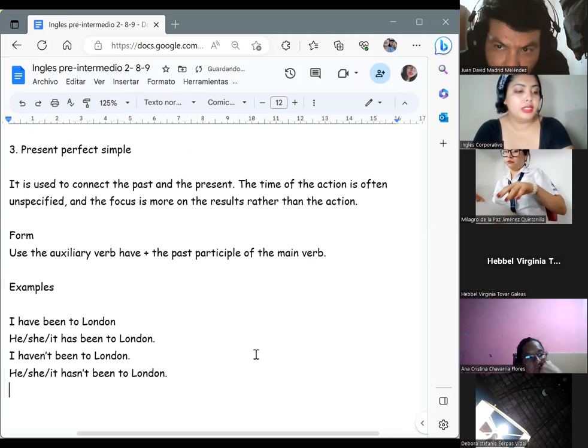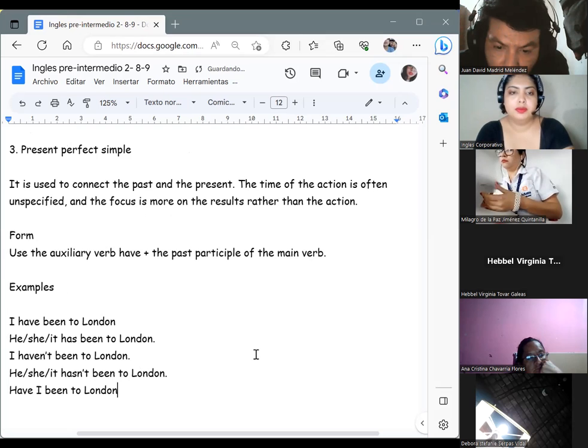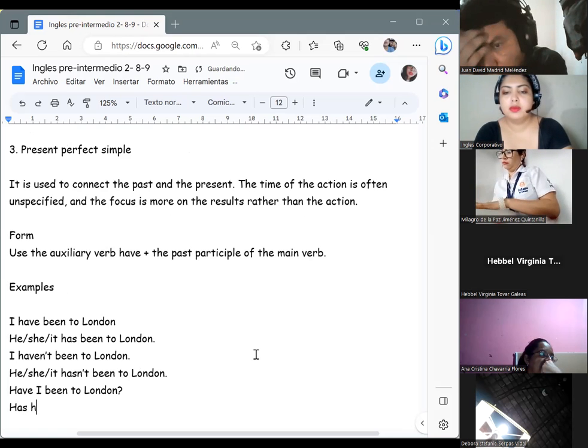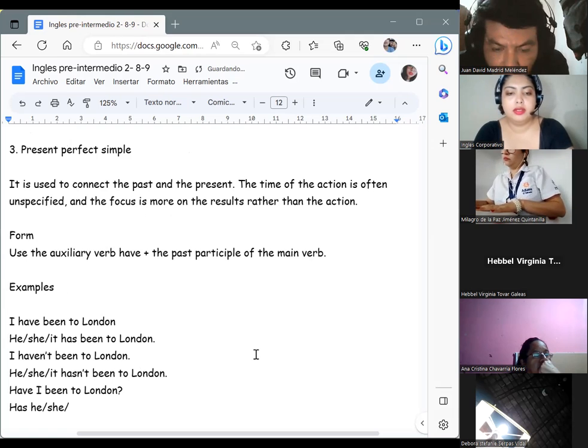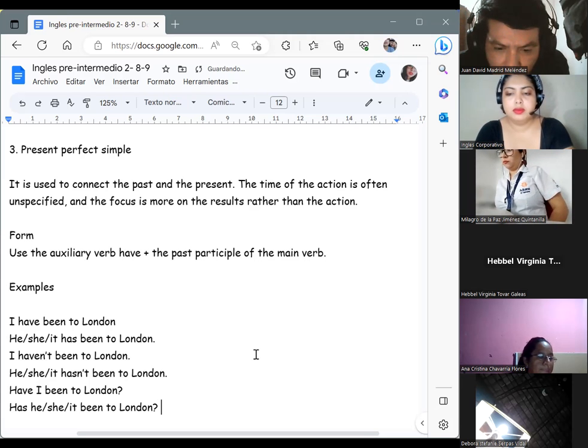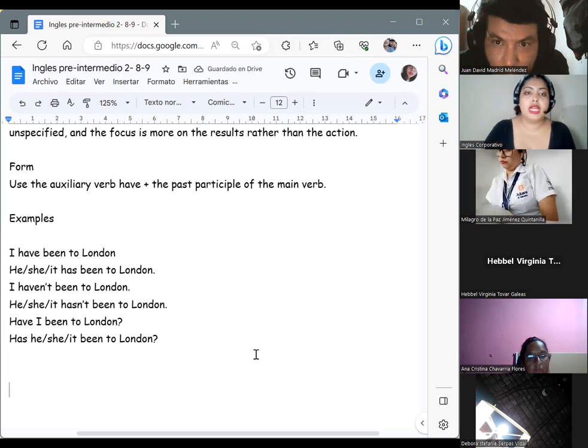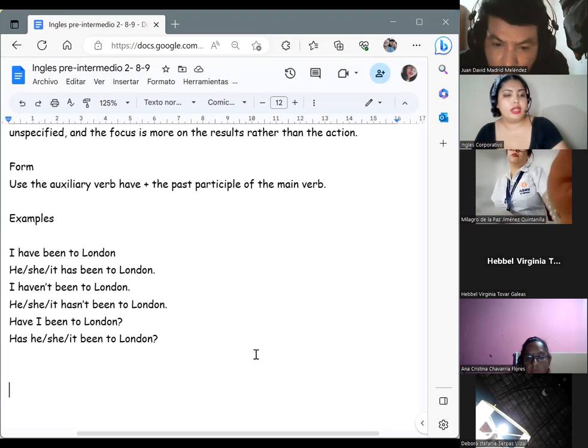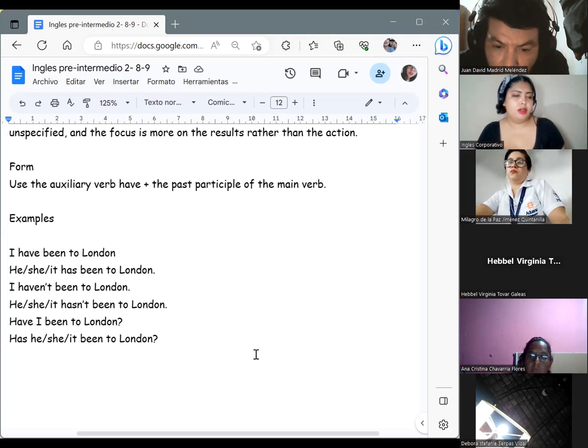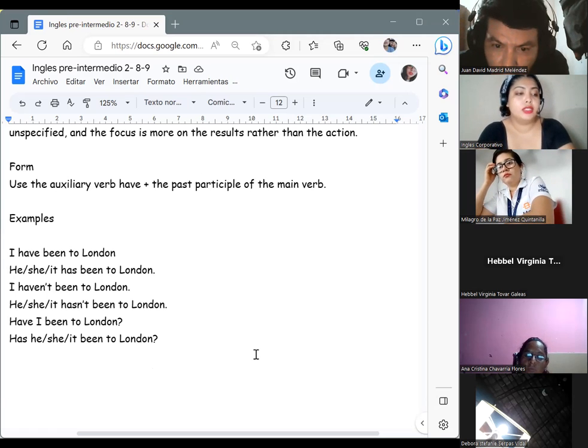Y en el caso de las preguntas, es el auxiliar el que va a ir al principio de nuestra pregunta. So in this case, have I been to London? Has he, she, or it been to London? So in this case, it's just to add the auxiliary and the past participle of the main verb. That is the structure. And we have six uses. Tenemos seis usos para esta estructura.